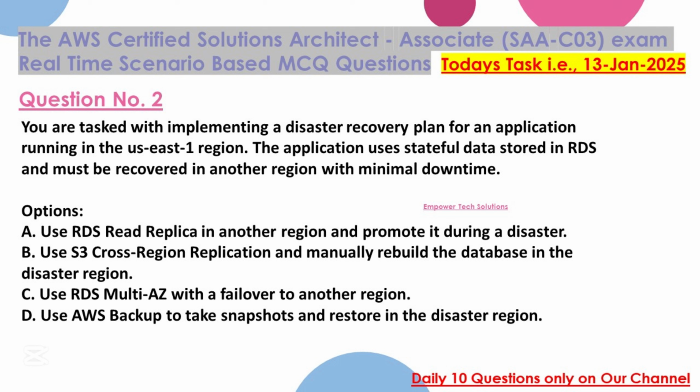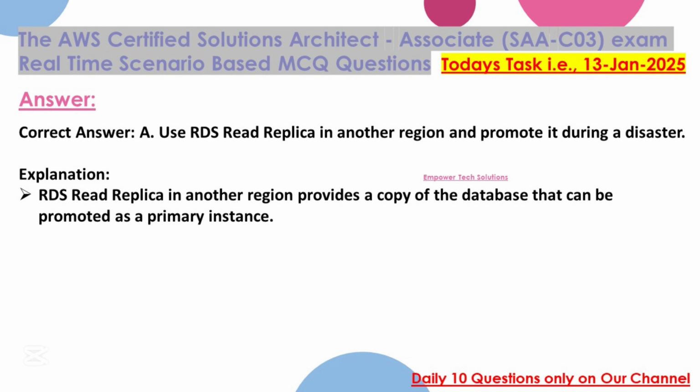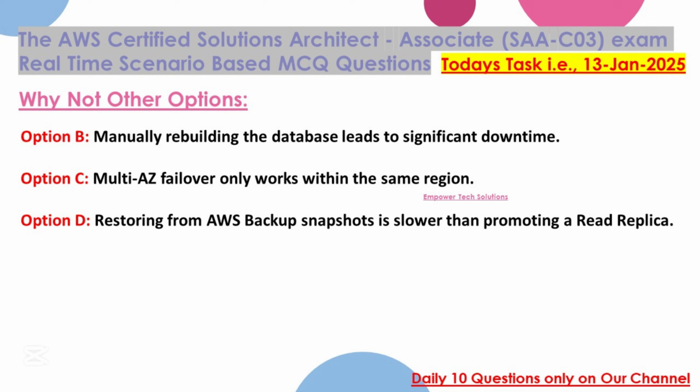C. Use RDS Multi-AZ with a failover to another region. D. Use AWS Backup to take snapshots and restore in the disaster region. Correct answer: A. Use RDS read replica in another region and promote it during a disaster. Explanation: RDS read replica in another region provides a copy of the database that can be promoted as a primary instance. Why not other options?